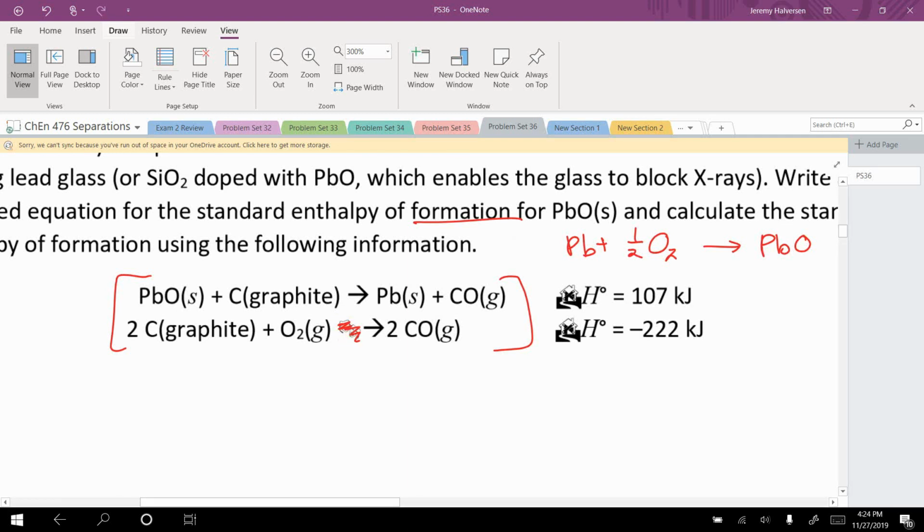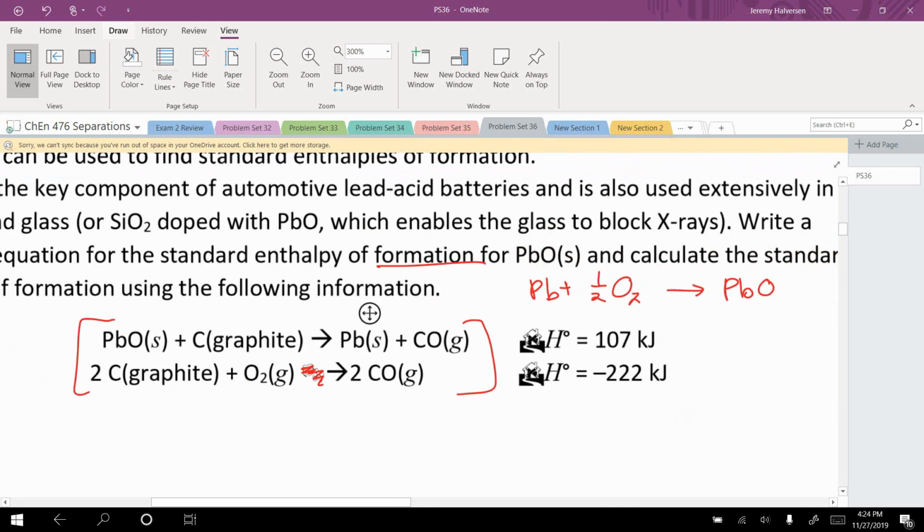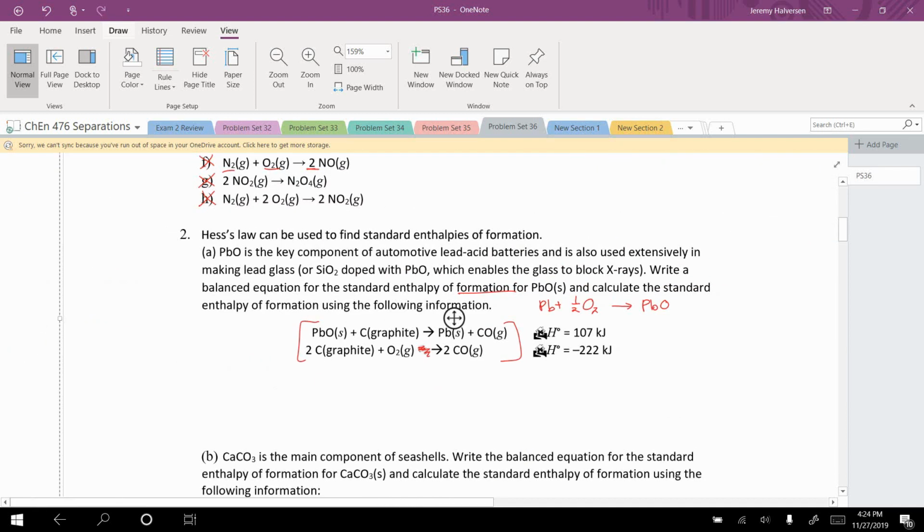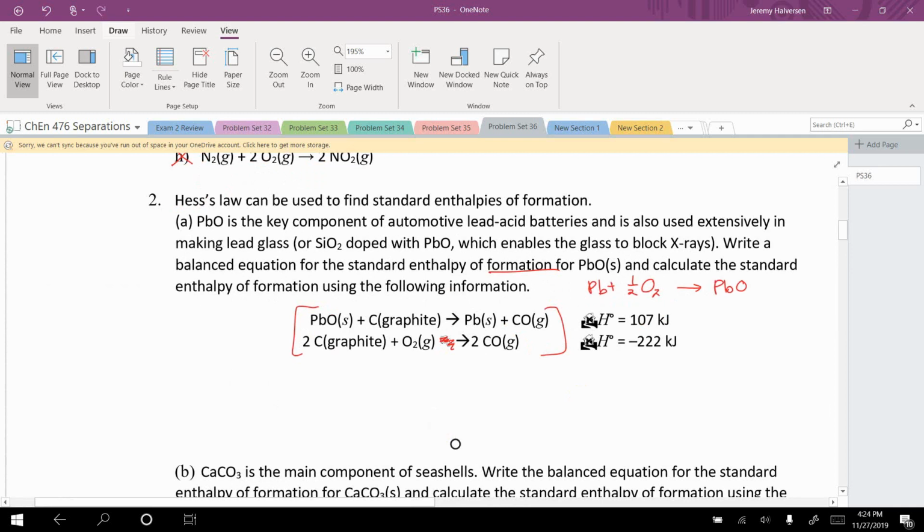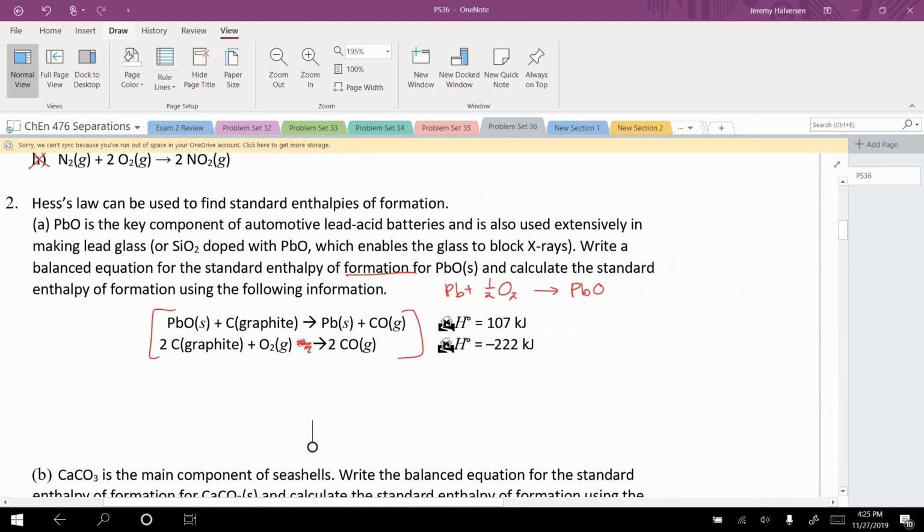Hopefully that's not important because I don't know what it is, and these should be deltas. Instead they turn into houses with X's on them, but it should just be a delta H. All right, so essentially we're trying to find the delta H of formation of PbO, right? Well, that's just the delta H of this reaction. Because it's a formation reaction, the delta H of the reaction equals the delta H of formation of PbO, because that's what I'm forming, right?